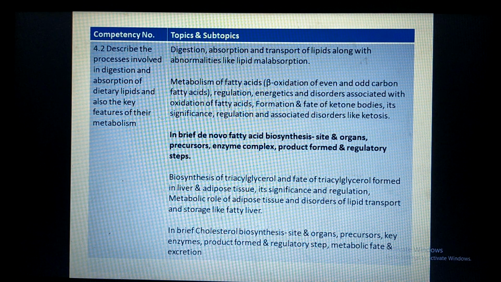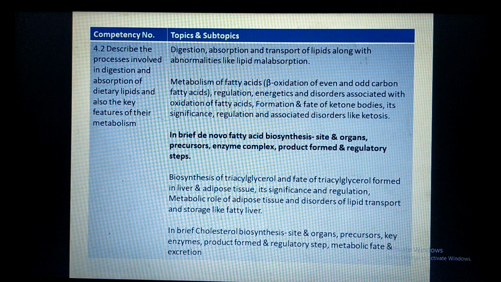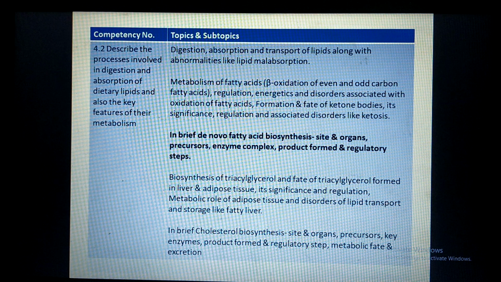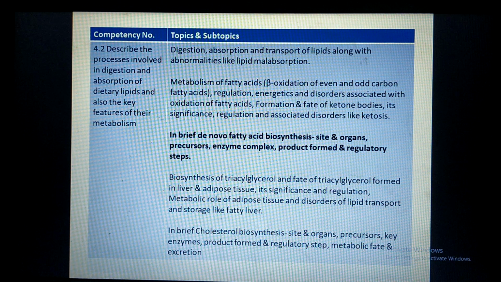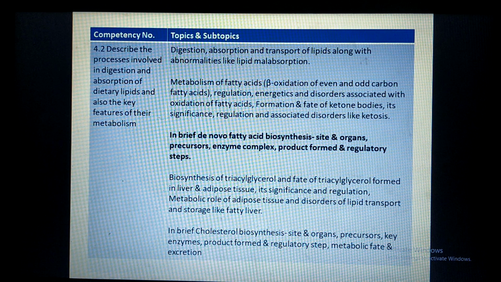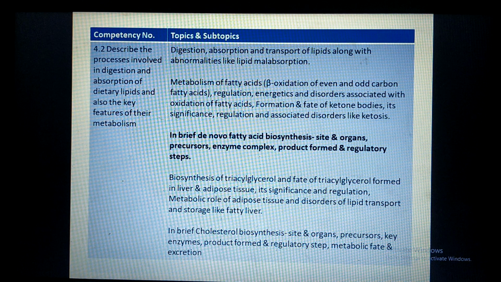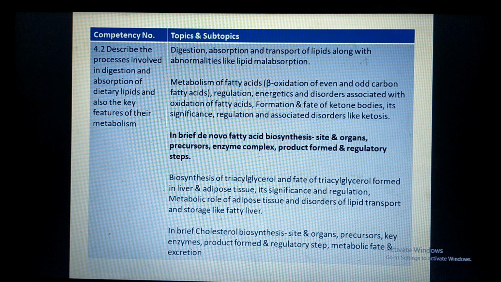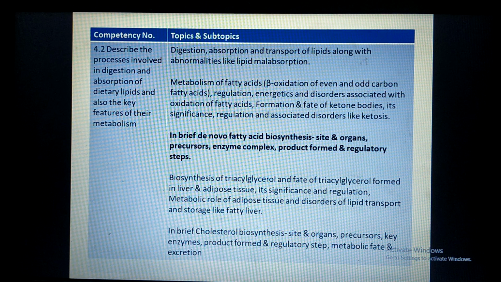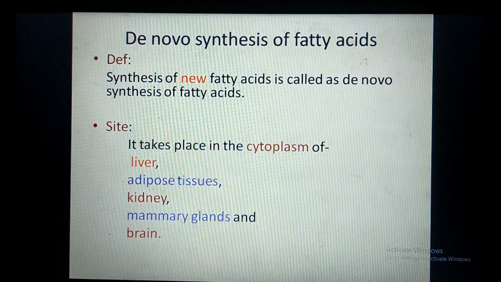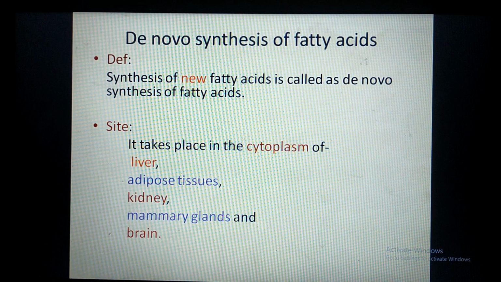Good morning, students. We will continue the topic of lipid metabolism, competency 4.2, and today's topic of discussion is de novo synthesis of fatty acid. In this, we are studying the pathway, site, organs, precursor of fatty acid synthesis, enzyme complex, and products which are formed. Of course, the products are fatty acids, but different types of fatty acids are formed in different tissues, and finally the regulatory steps. So first, about the pathway.